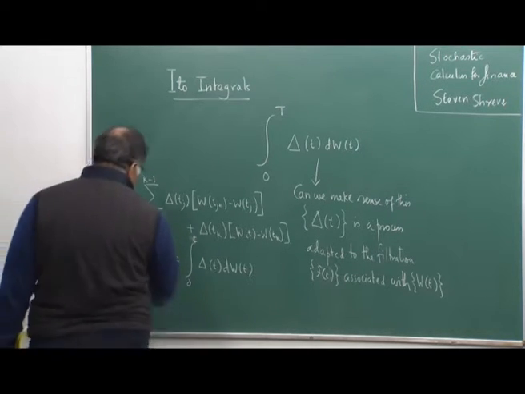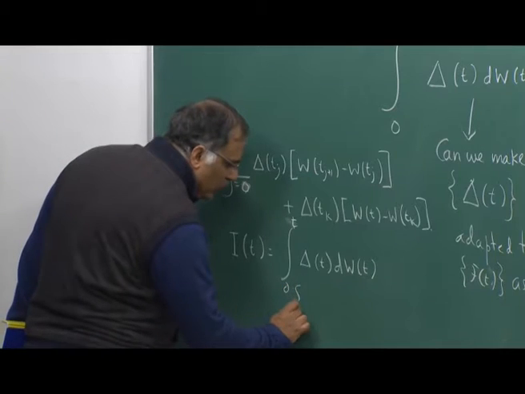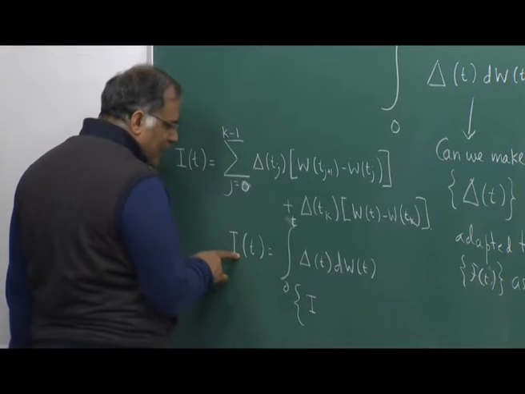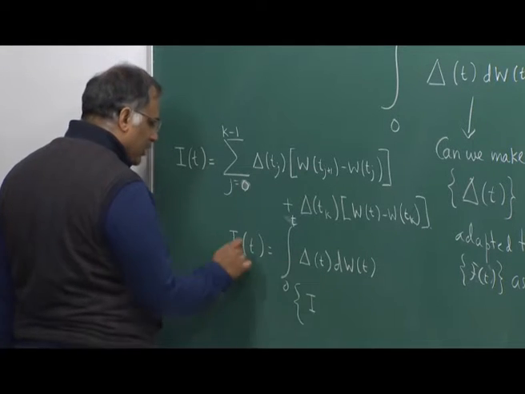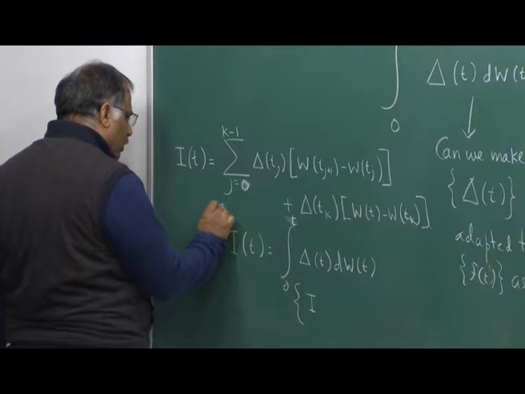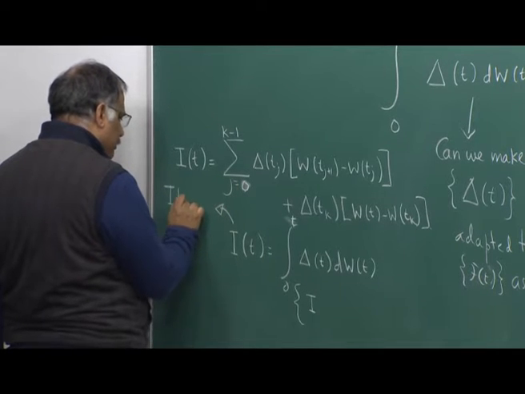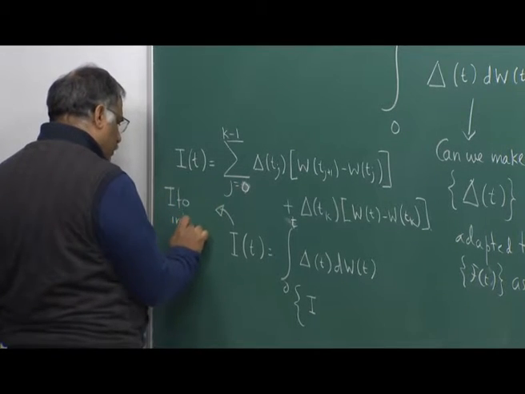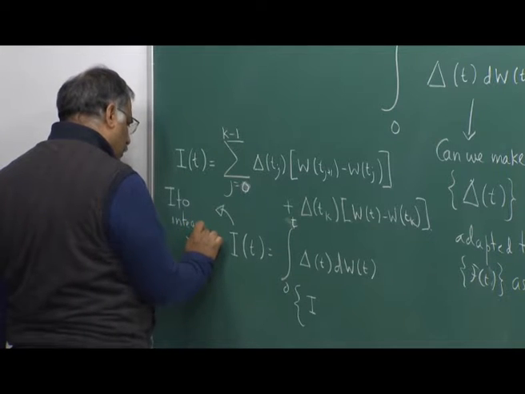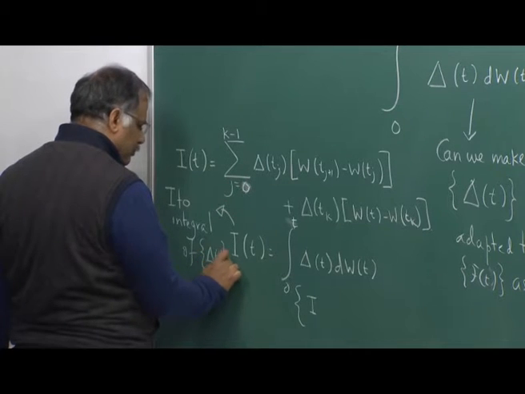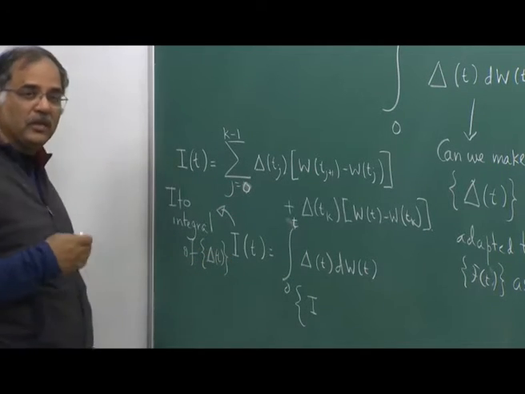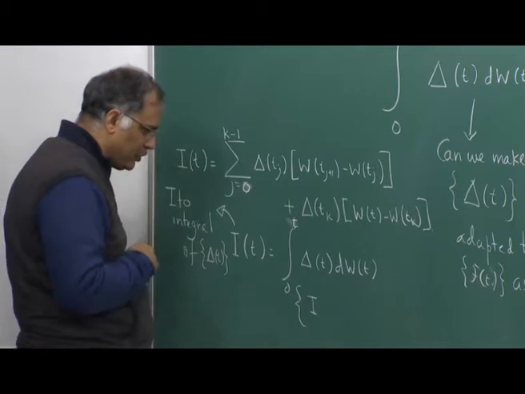Now, IT then itself is a stochastic process. So, IT is called the Ito integral of the simple process delta t. So, you are taking Ito integral of a stochastic process, that is very important.